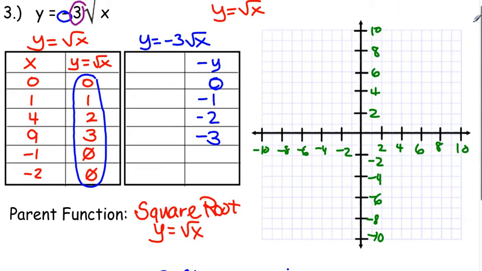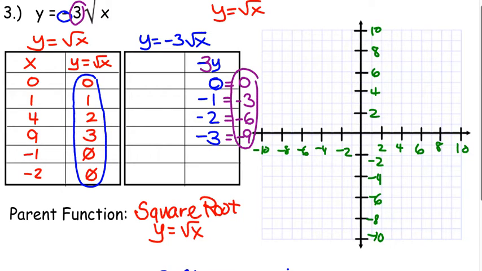So the vertical axis represents your y-axis, so we're multiplying all of these by 3. So 0 times 3 is still 0. Negative 1 times 3 is negative 3. Negative 2 times 3 is negative 6. And then negative 3 times 3 gives us negative 9. So these are going to be your finished y values.